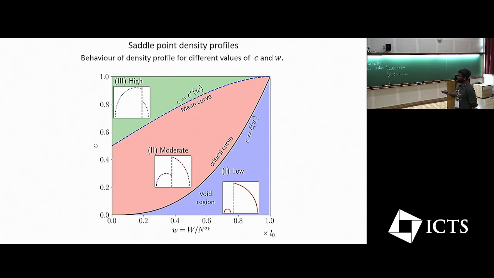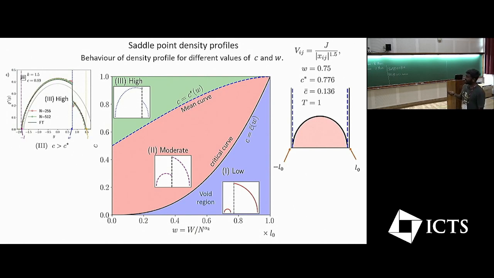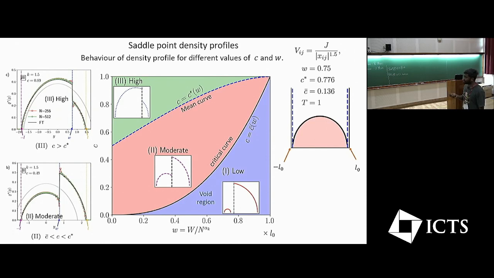We see that at equilibrium, when there is no constraint, there is this mean curve. If you put a wall here, the fraction of particles to the left of W is described by this line. If there are more particles than the equilibrium, the density profile looks like this. And we check it numerically, and we find that it actually matches. But if there is a smaller number of particles, we find a density profile which looks like this.